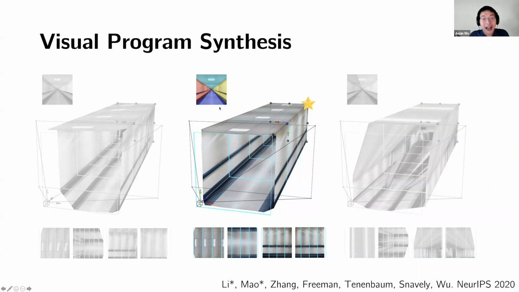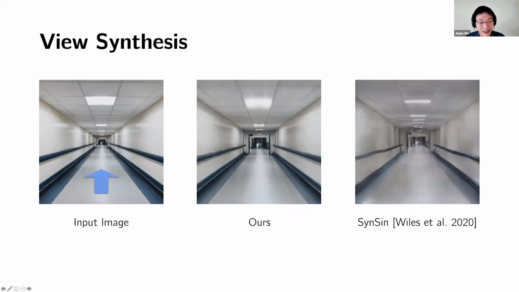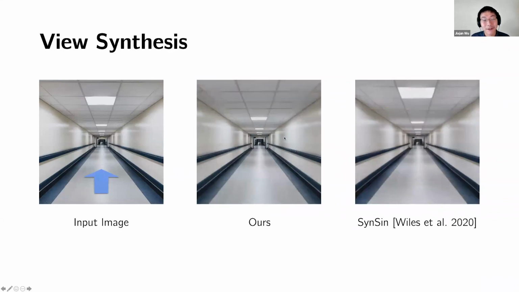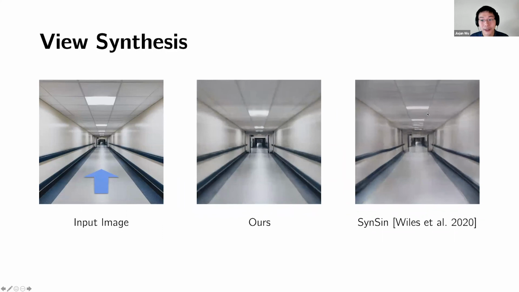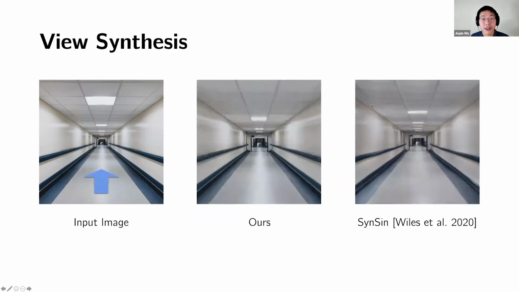So what's the benefit of having these multi-plane programs or procedures as an intermediate representation for scene understanding? That is, now you can do view synthesis, right? You can walk in this, we call it infinite corridor. If you don't have these program-like representations, you just build everything on pixels. This is a result from Singsing on the right, CVPR 2020. It's a very nice paper.